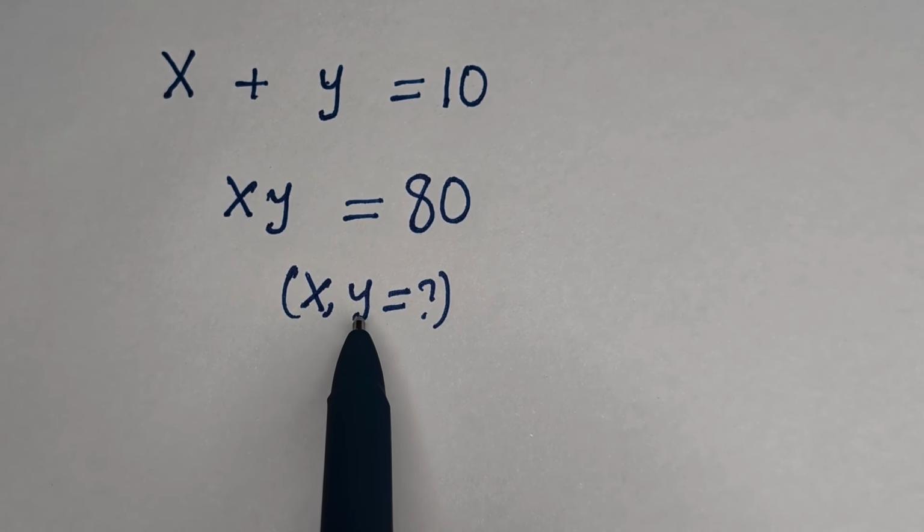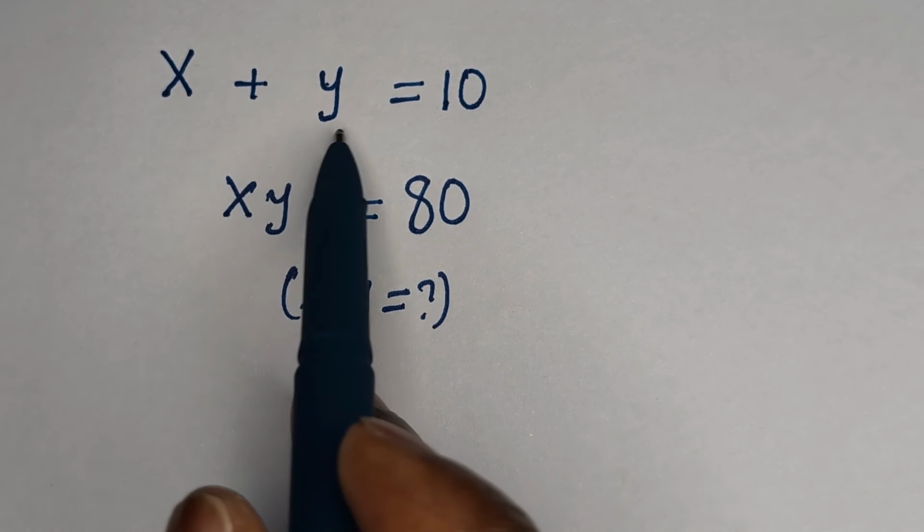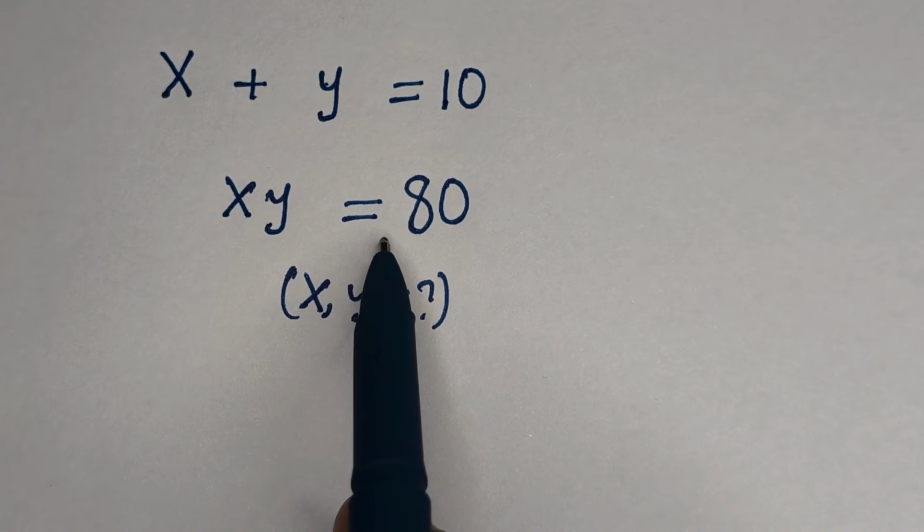Hello, how to solve for x and y in this equation? x plus y is equal to 10, xy is equal to 80.